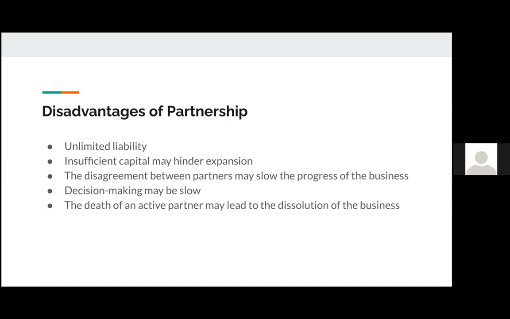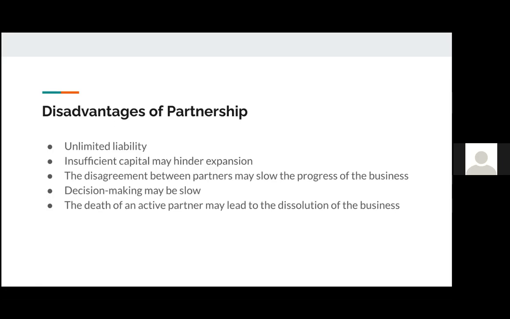Again, because there's only a certain amount of people that can be involved in a partnership, you may still not have enough capital to expand. Because there are multiple people in a business, anytime you have multiple people, there's bound to be disagreement between people, and that may slow down the progress of the business. And that may also slow down decision-making.